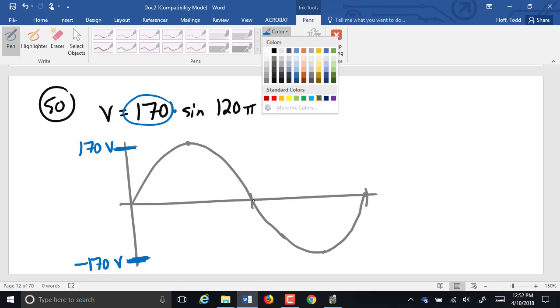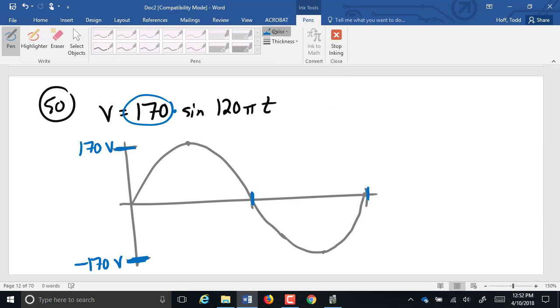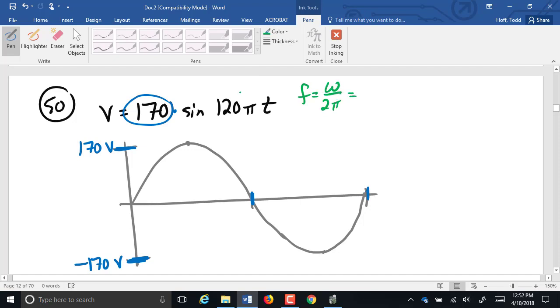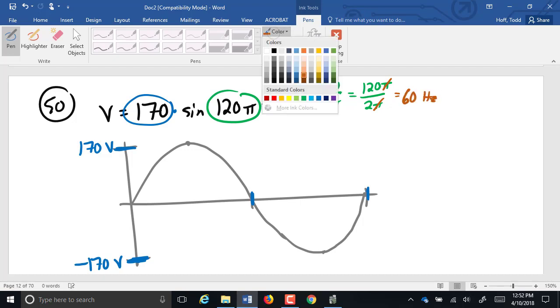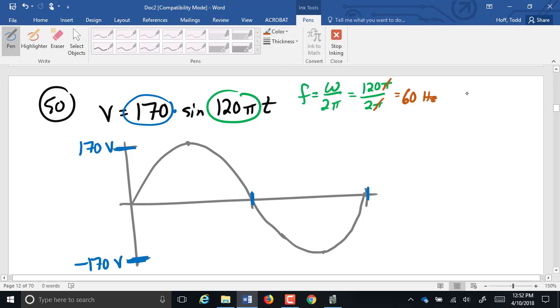Now then, to find the times that go down here on this axis, we first find the frequency, which is omega over 2 pi. So omega is the number that multiplies t inside the sine. So it's 120 pi divided by 2 pi, which gives us 60. Yes, the pi's cancel out. We got 60 hertz. T period then is 1 over the frequency. So it's 1 over 60, or 0.0167. So that's seconds. So we're going to call it 16.7 milliseconds.